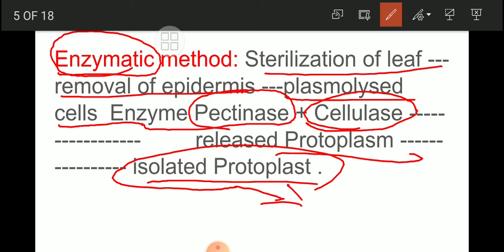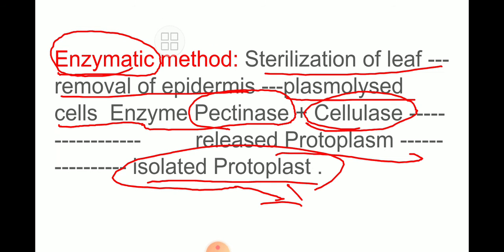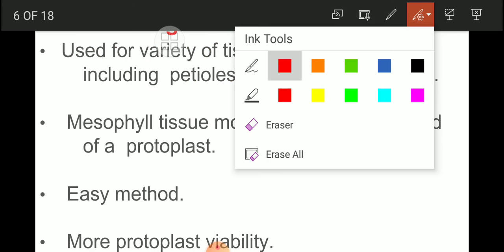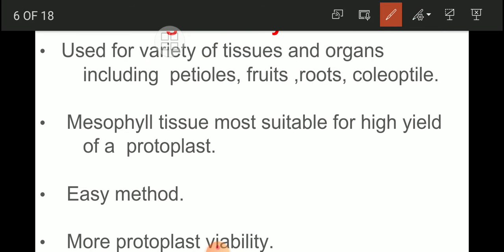So the enzymatic method has a lot of importance or significance as compared to the mechanical. So nowadays in research, the mechanical method is not used, only the enzymatic method is used. Why? So we have to see the advantages of that one, isn't it? Which are the advantages of the enzymatic method?